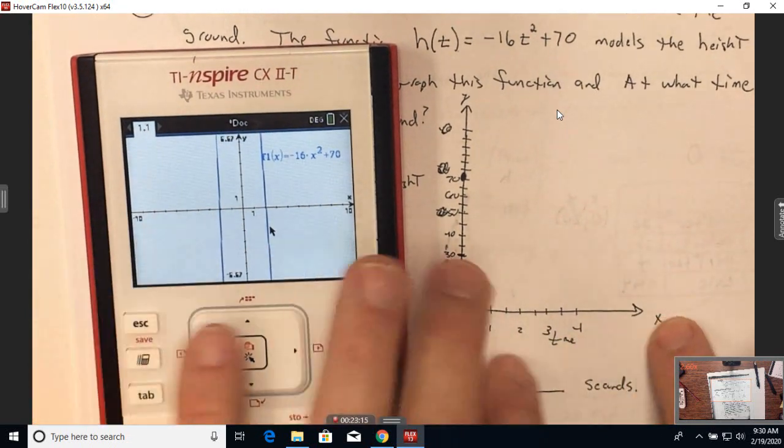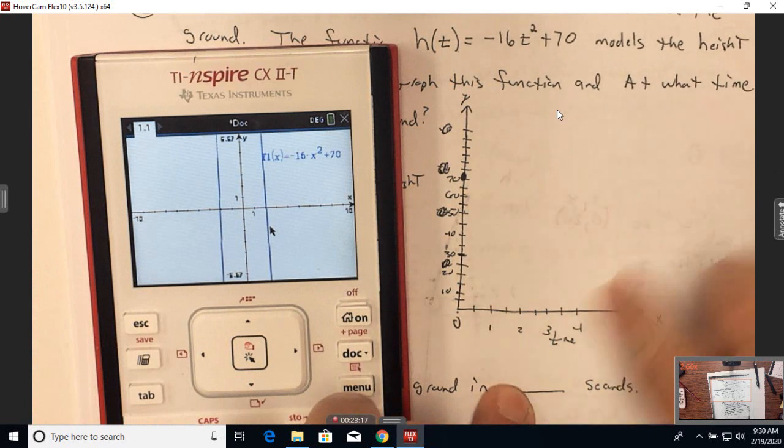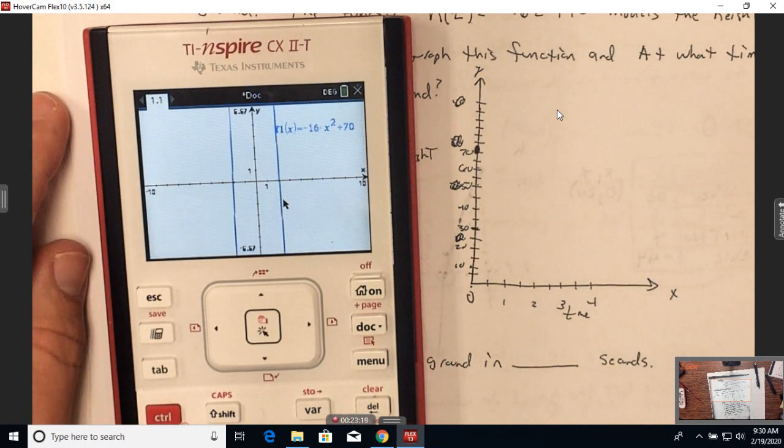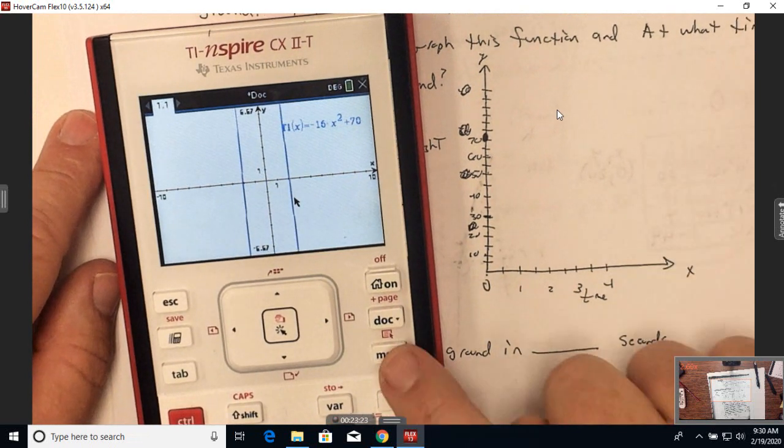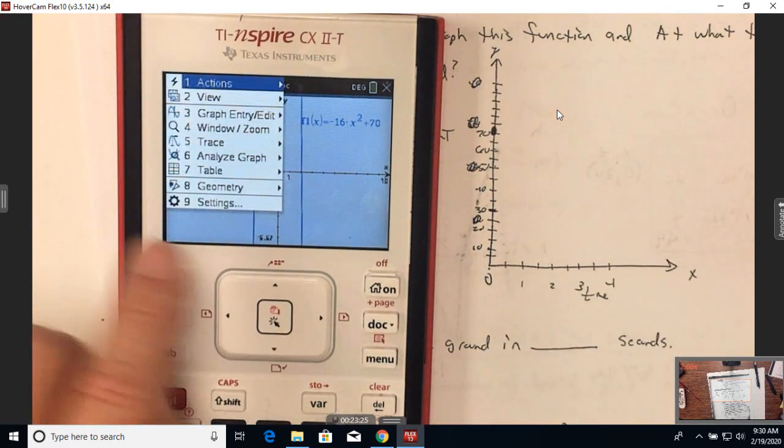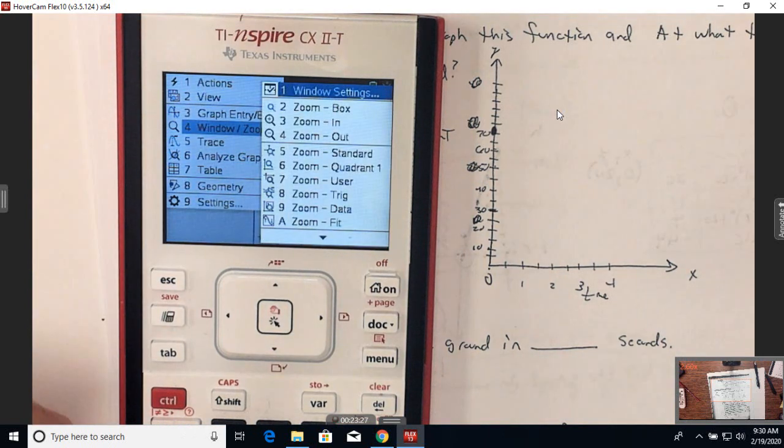Let's set up this menu, this scale, to look like this, okay? So I'm going to teach you something else on your calculator. So we want it to look like this, or close to that. Go to menu. Let's change our window. Let's go to 4. Go to window settings, which is 1.